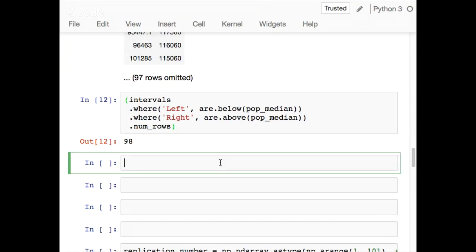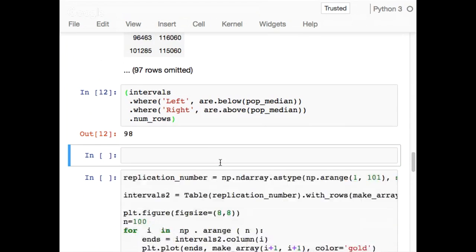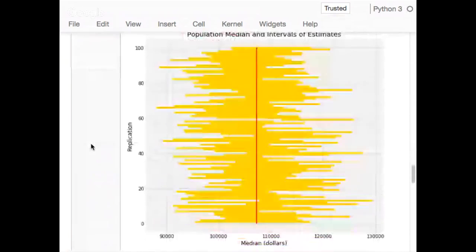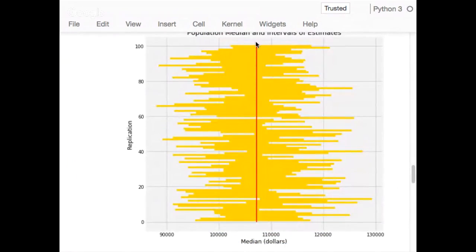So what I can do now is, there's 98 there, but I can also show you visually where all these intervals came in. So here, the red line is the population median. And these yellow lines here, each one is a confidence interval. Okay, so here's one confidence interval. Here's another one. Here's another one. What you can see here is that almost all of them contain the population median, except for this guy, which was way out here. And let's see this one, which is just a little bit off, but also off.